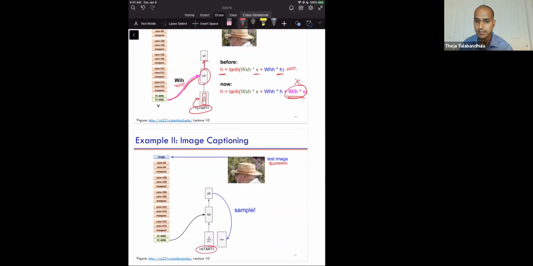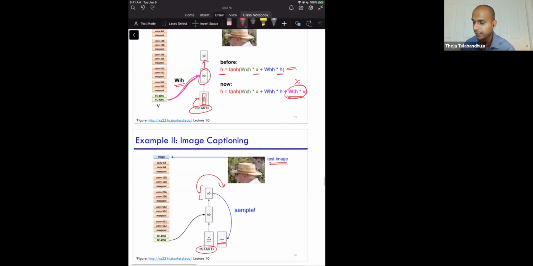and the input is just start, but you'll get a distribution. You will produce a distribution over which word is the likely word to caption this image. From this distribution, you can sample or take the argmax if you want. You need to pick a choice. You can sample a word. If it happens to be straw, it's great, if straw is the true caption, but you could have a slightly different word.